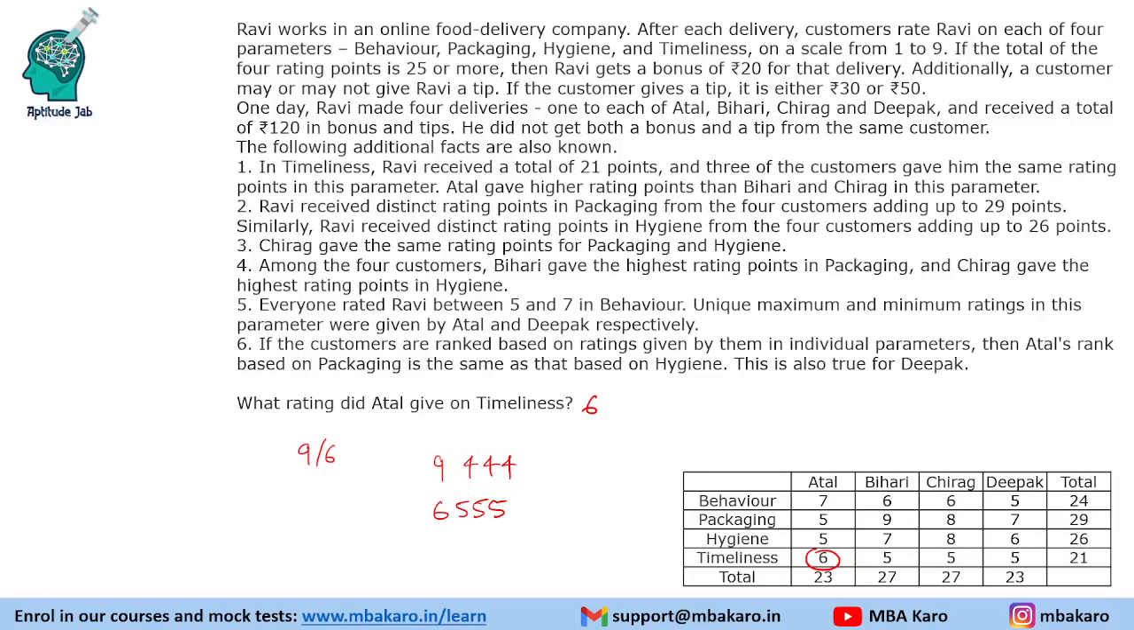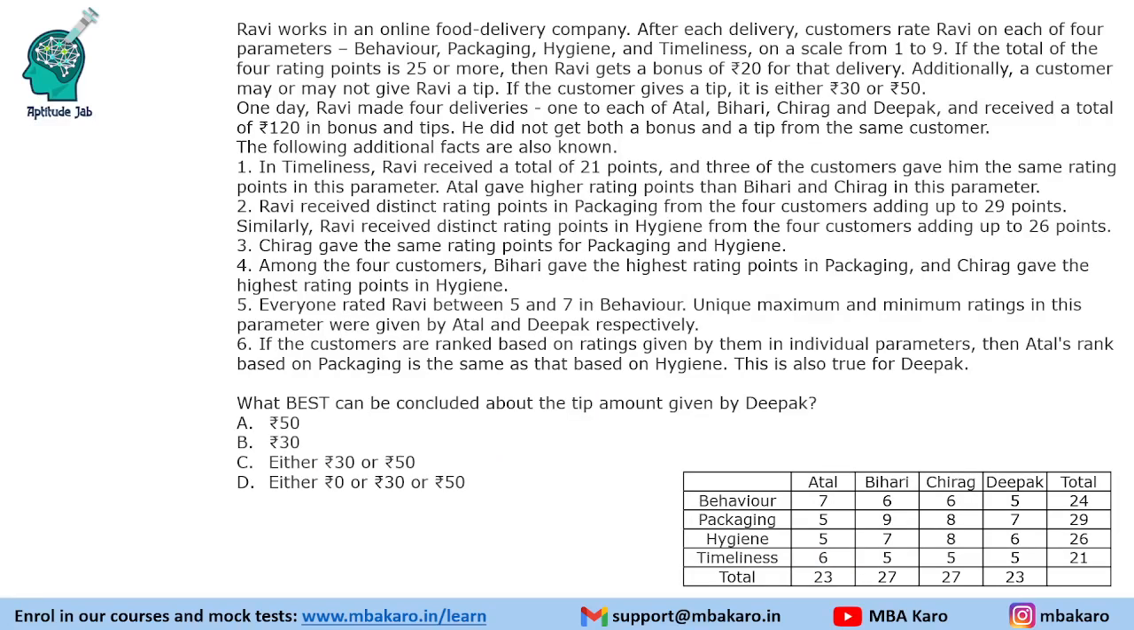What best can be concluded about the tip amount given by Deepak? So we know Bihari and Chirag are giving bonus. Now Deepak and Atal will give tip. So it is total of 80. It can be 30-50 or 50-30. Okay, so it is either 30 or 50. It cannot be 0 because you have to make total 80 from two people.